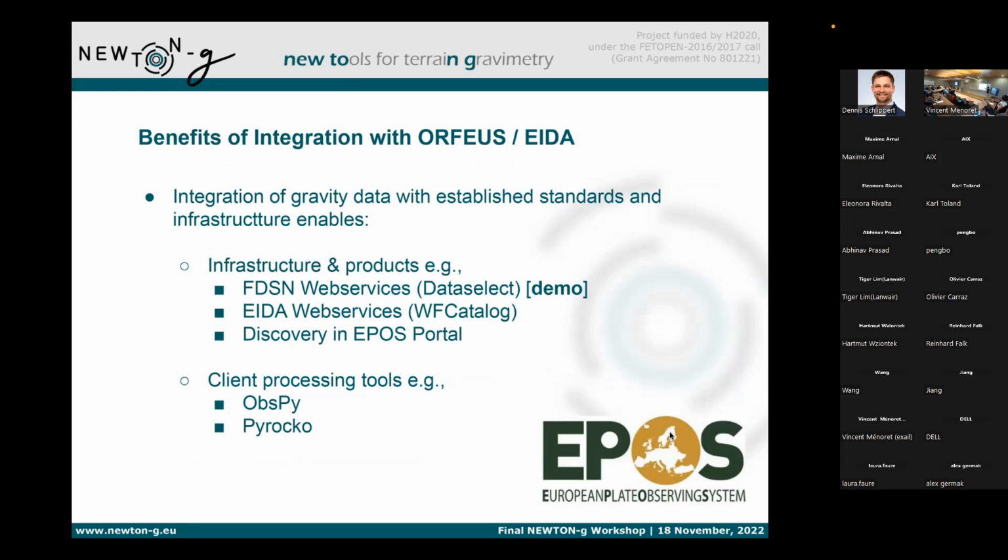And there are all sorts of other products. For example, the WF catalog, which makes an inventory of all the waveform data that's available. But also, in a layer above EIDA, for example, EPOS. EPOS reads what's in EIDA, so if you put it in EIDA, it also gets absorbed into EPOS. So you get all of this for free. And that includes the client processing tools. These work with miniSEED data, and because it's miniSEED, these tools work, so you can just use them.